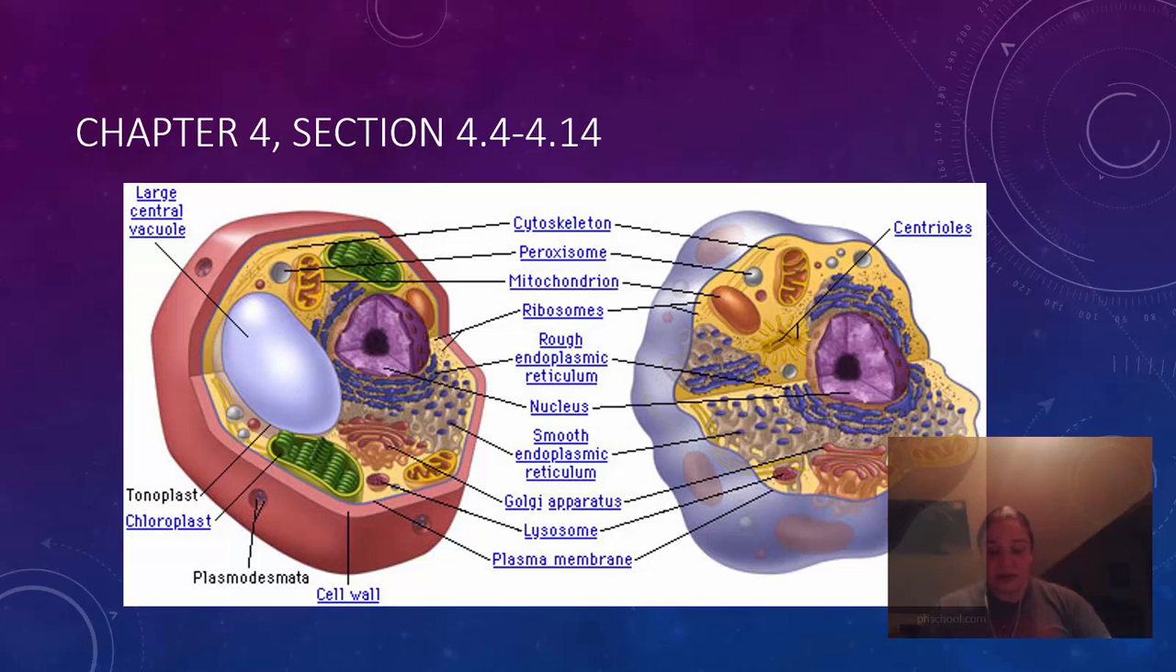A cytoskeleton is made up of various tubes and fibers made out of protein that are floating inside the cell, and the organelles can attach to the cytoskeleton so they can be moved around the cell wherever the cell needs them to be. Peroxisomes are small organelles that contain acid and are used to break down either waste products or compounds that are going to be used for food, for energy.